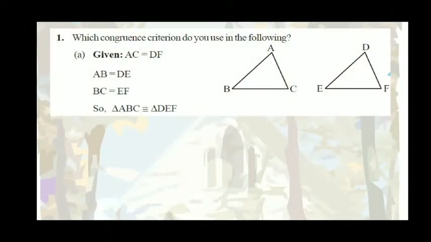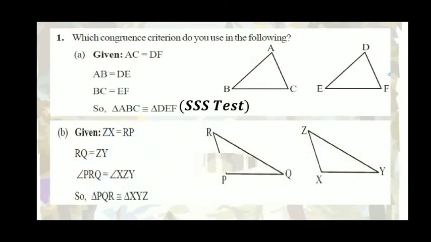Now we come to our exercise 7.2. The first question is, which congruence criterion do you use in the following? Given AC equals DF, AB equals DE, BC equals EF. Therefore, triangle ABC and triangle DEF are congruent. Because we see that all three sides of one triangle are equal to all three sides of the second triangle, the triangles would be congruent by side, side, side. That is the SSS test for congruence. That's how we could write it. Therefore, we write SSS test in the bracket because it is the reason for our conclusion that triangle ABC equals triangle DEF.